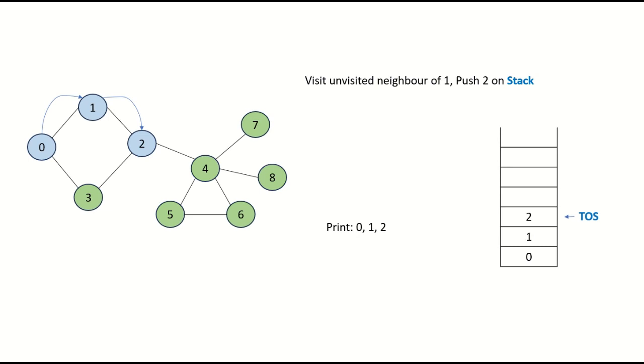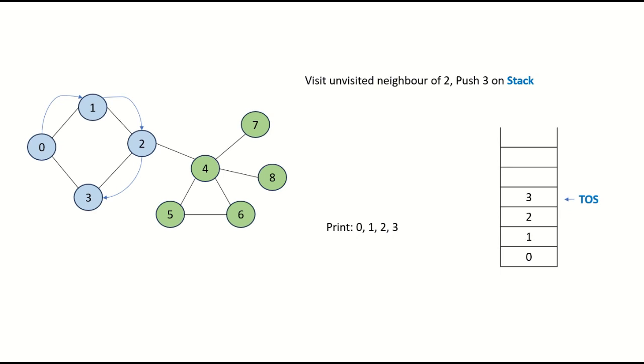From 1, whichever element is at the top of the stack, we are going to check its unvisited neighbors. Since currently 1 is on the top of the stack, we will check its neighbors. Its neighbors are 0 and 2, but 0 was already visited. The only unvisited neighbor is 2. So we are going to push 2 also on the stack, and print it. The top of the stack points to 2.